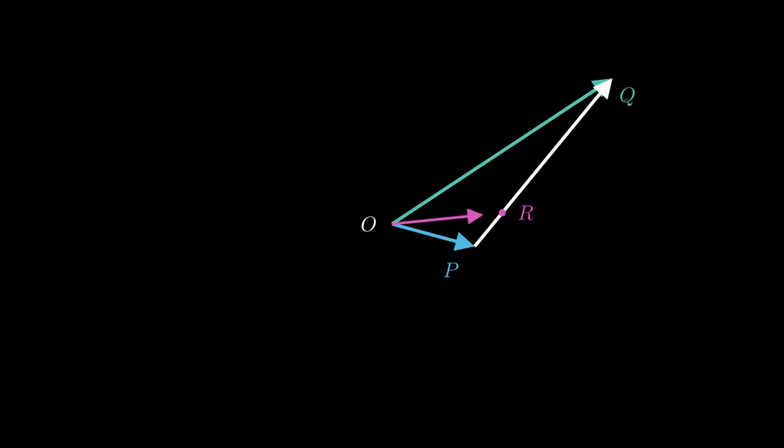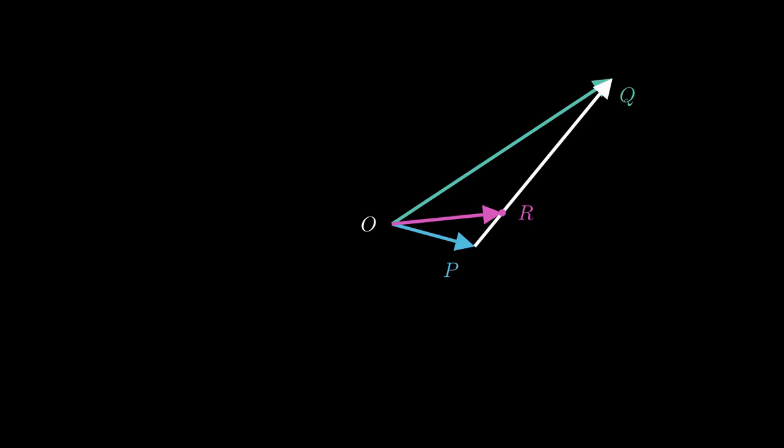We have O as the origin, vector OP in blue, vector OQ in green, and I'm going to draw PQ because that's going to be needed. Then we have this point R on PQ. OR is the position vector. And we know that PR is 1/5 of PQ.